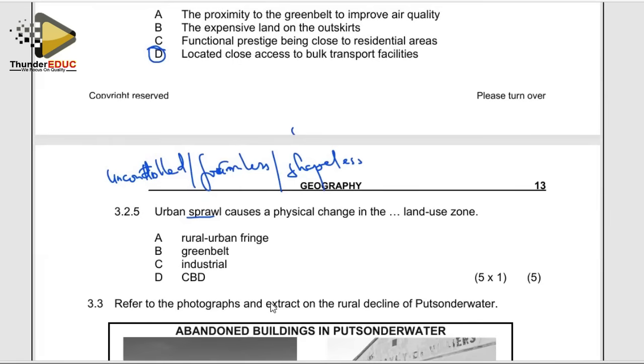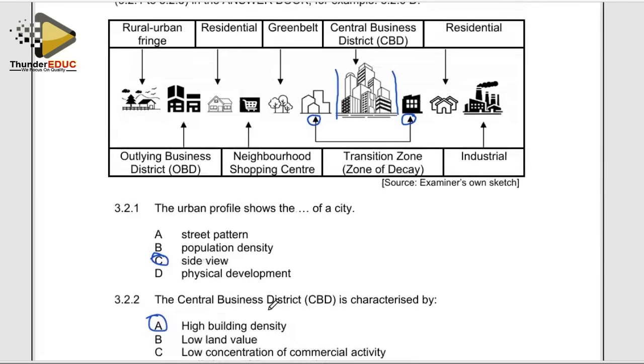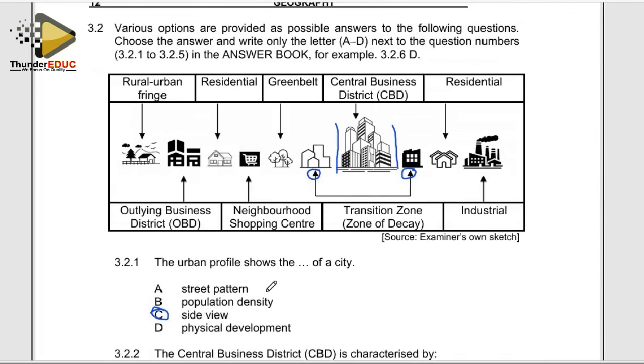That is urban sprawl. It causes a physical change in the dash land use. It affects the rural urban fringe. If you check here, if the urban area is sprawling, we are invading the rural urban fringe. It is going to be affected.